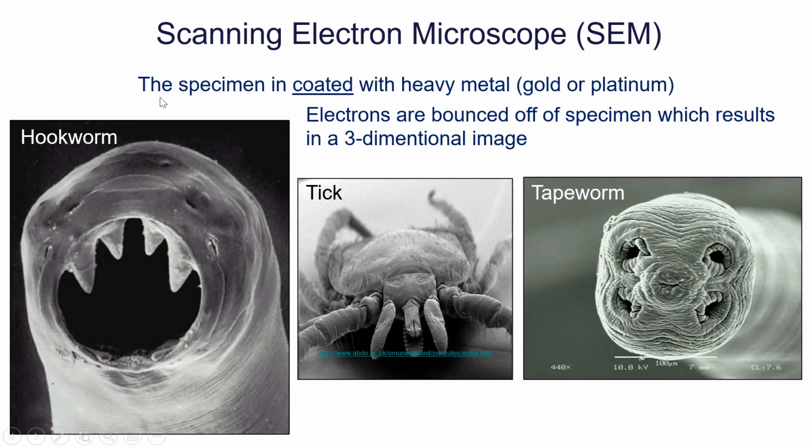So notice there's a note here. It says the specimen is coated with a heavy metal. This is important because heavy metals have lots of electrons. So usually we're using gold or platinum or something like that. And this is a way of staining it. With lots of electrons, you can see the specimen so much better.